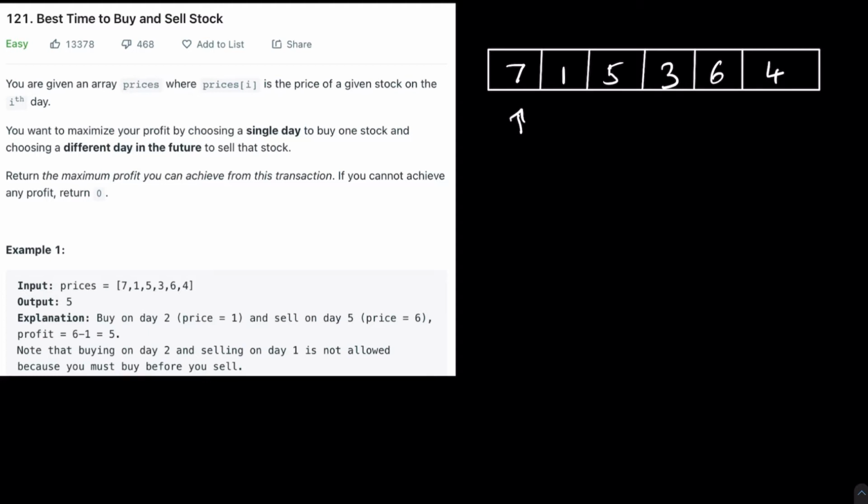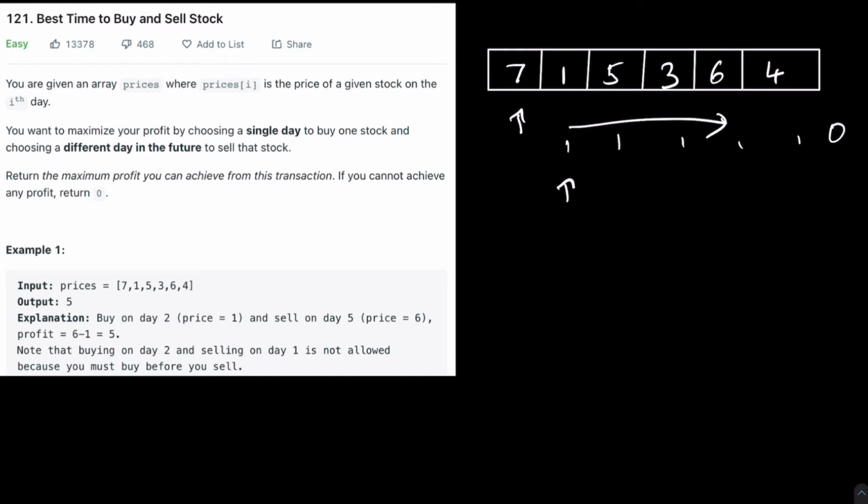4. Let's say we buy the stock on day 1 for 7. On the following days, the prices are as follows. So when on the second day the price is 1, you can't sell it because it's a lower value and you're not making any profit. Then we have 5, we have 3, 6, and 4. So if you bought the stock on day 1 at 7, there is no other day where you can make a profit. In this case, the maximum profit being 0, or basically not doing any trade.